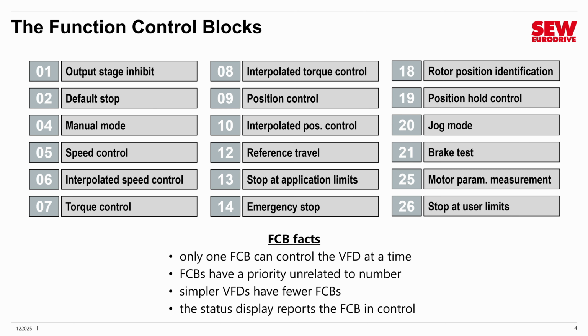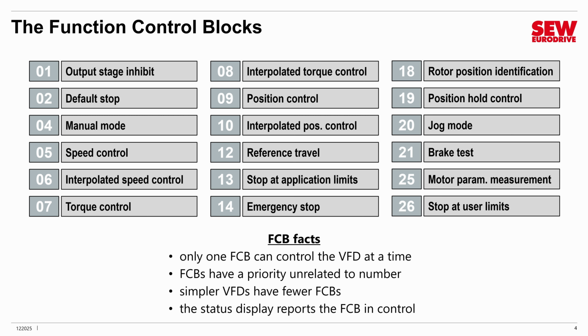A few facts about FCBs. Only one FCB can control the VFD at a time. That makes a lot of sense. You don't want one FCB telling the VFD to run and another telling it to stop, and the VFD gets confused and just picks one at random. You want a definite operation to occur. So the VFD is only going to listen to one at a time.